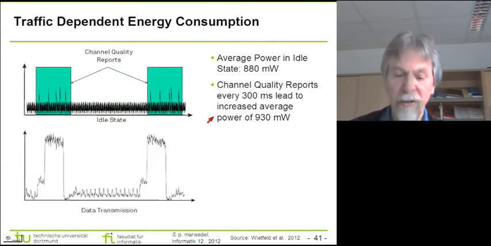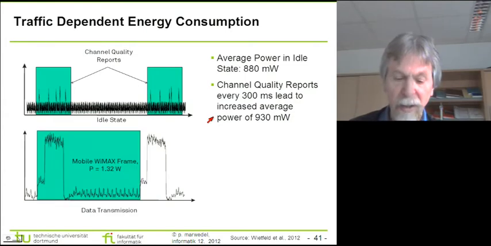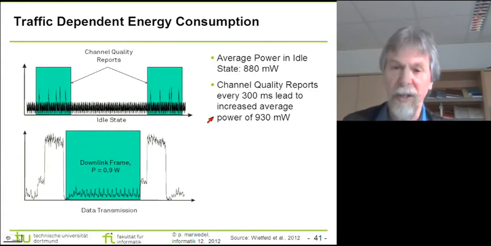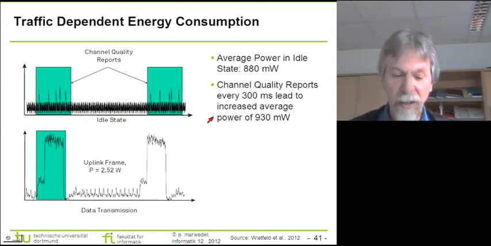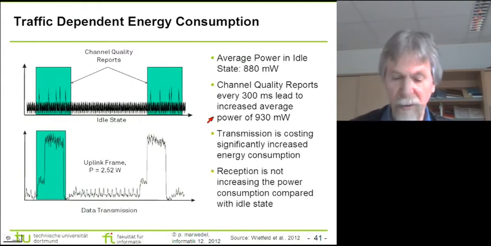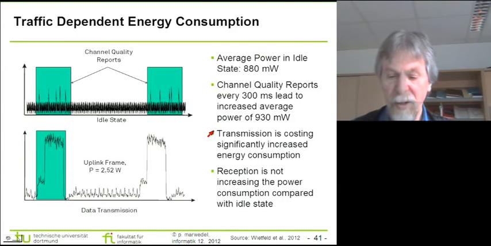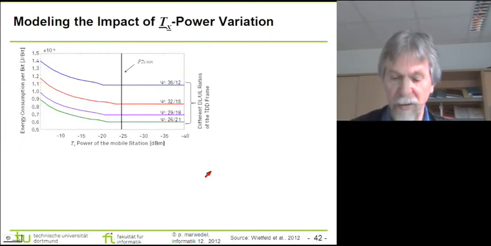Now, if we are actually transmitting data, we can see that the power consumption is increasing on the average to 1 point something watts. We can see that in the downlink time, the energy consumption, or more precisely the power consumption, is less than a watt. But if we look at the time when the device is actually sending messages there to the base station, we have an increased power consumption. So we can see that the transmission is costing significantly increased energy consumption, but the reception is hardly causing any increased energy consumption.